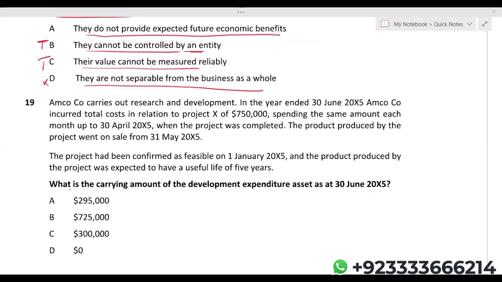Obviously, they are separable from the business. If you are running a business, in your business, there's Mr. Y. So you know who is Mr. Y, yes or no? What is your business and who is Mr. Y? You know that, yes or no? Is this clear? So obviously Mr. Y is separable from your business.